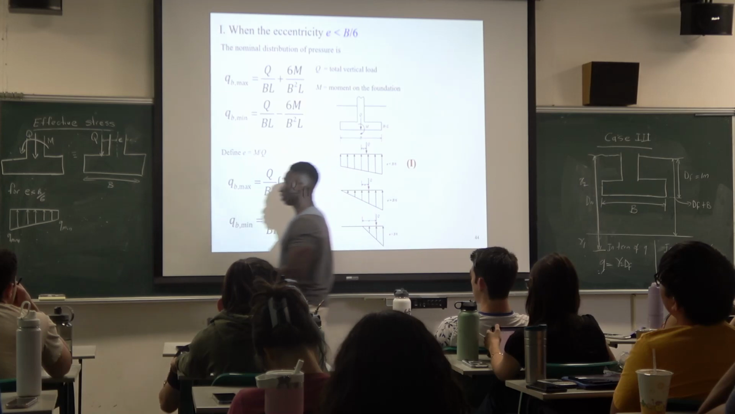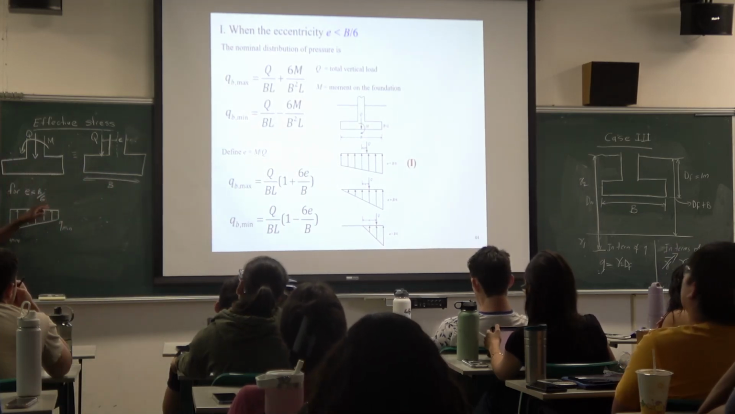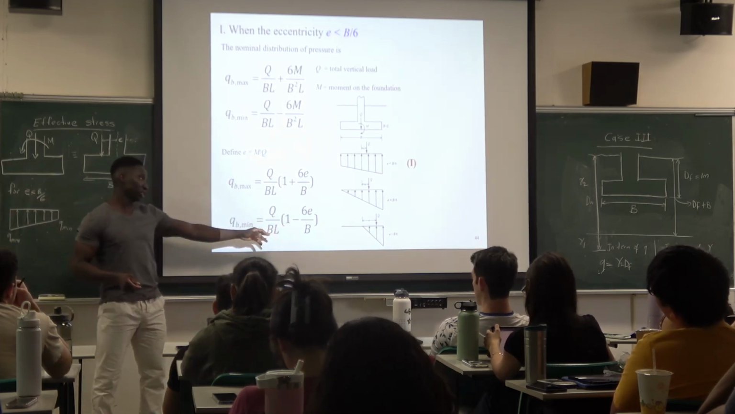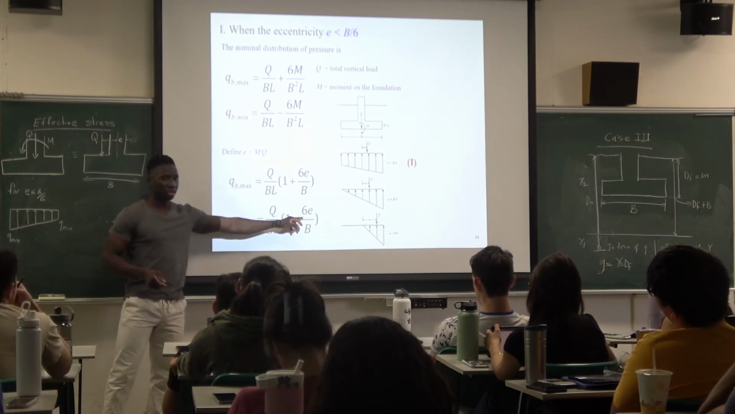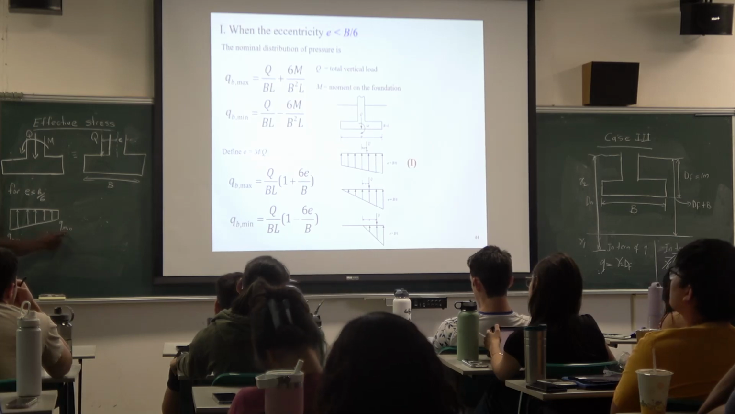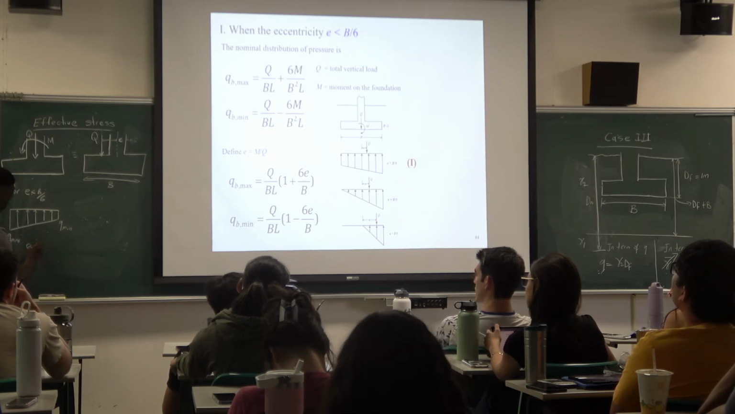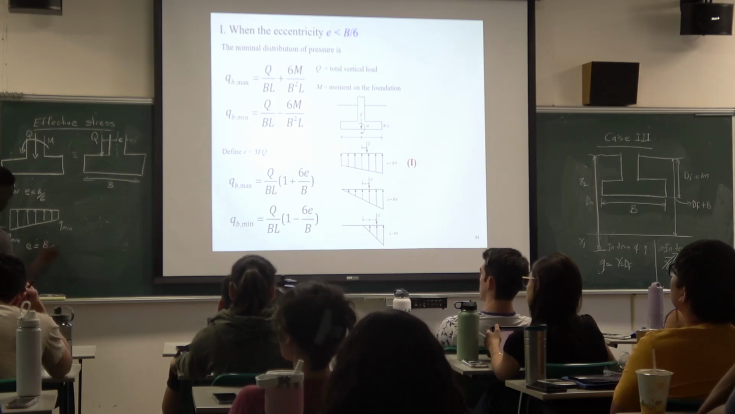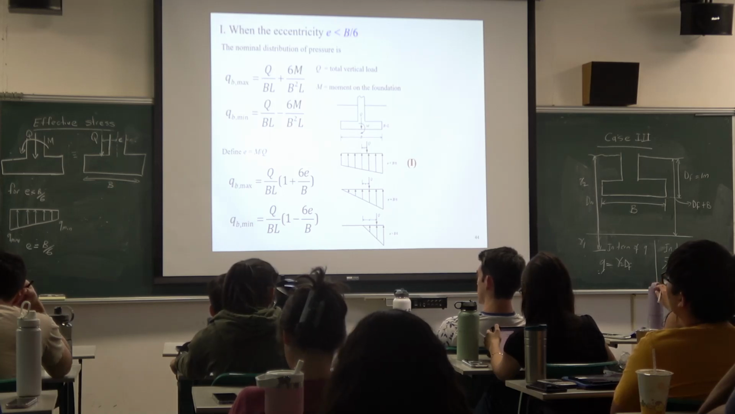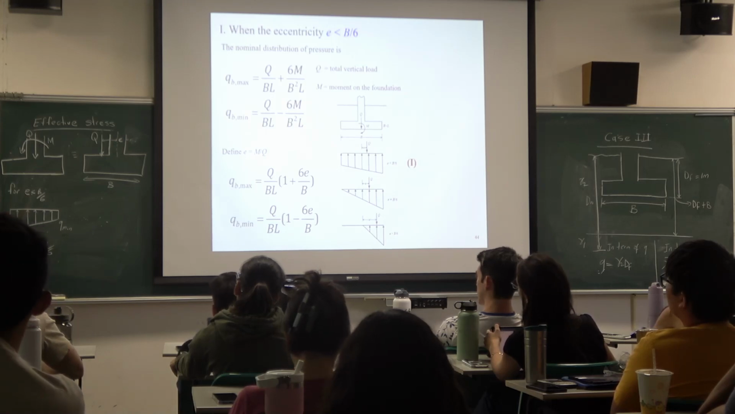So if e is less than B over 6, that means here we still have a positive value, right? This will be positive because this will be less than 1. So this part is still positive, but our q max will be greater than q minimum. Yes. And then if e is equal to B over 6, what do you think q minimum will be? If the eccentricity is equal to B over 6.